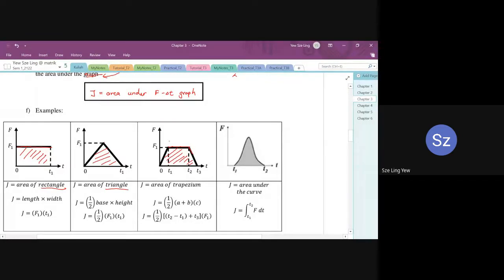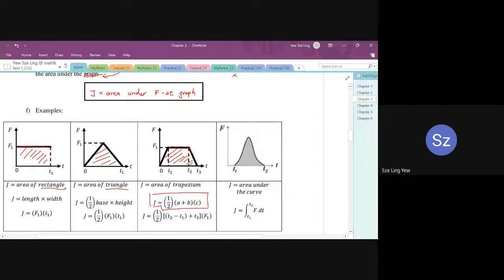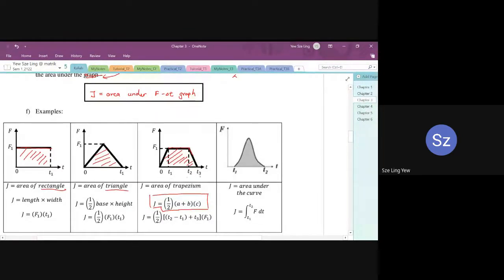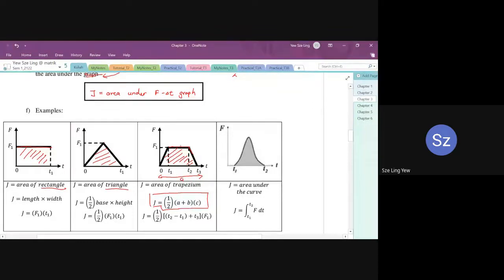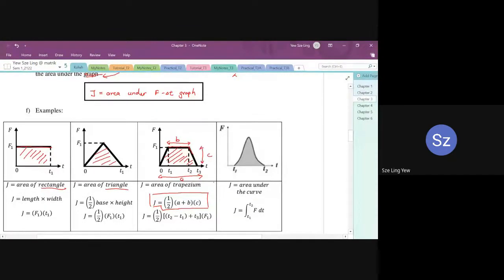Now, if you have a trapezium, when we compare with the equation J equals 1 over 2 (A plus B) times C, which part of the graph represents A? So A, let's say, is the base. The baseline represents A, and then this upper line represents B, and C is the height of the trapezium. So J equals 1 over 2 (A plus B) times C.